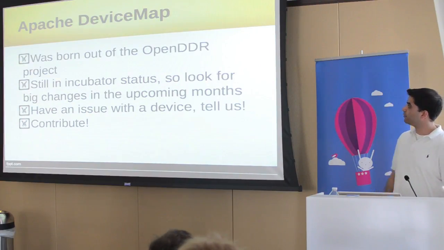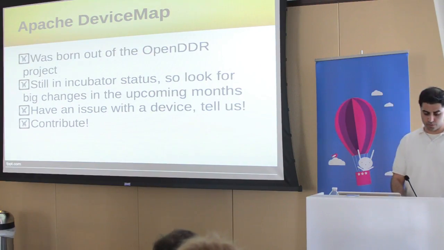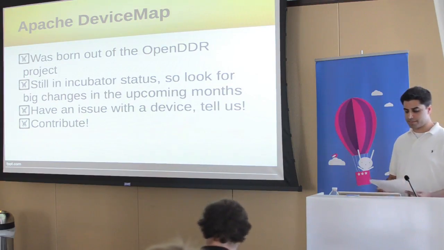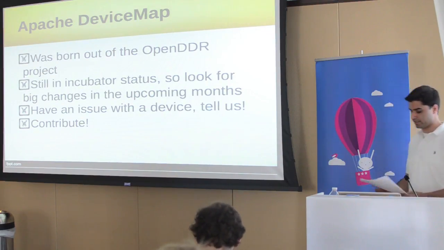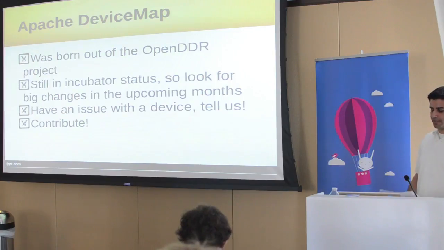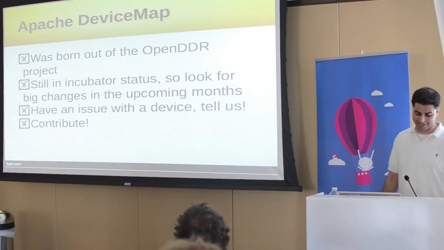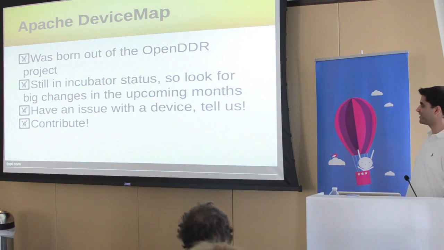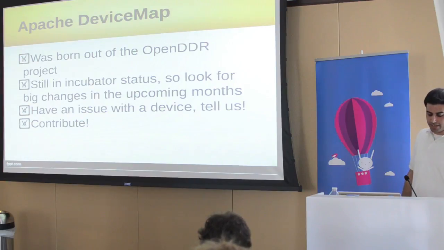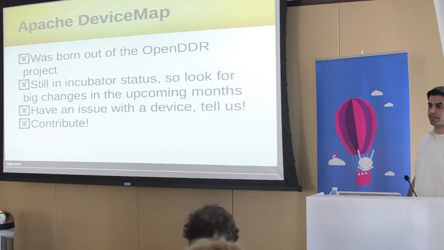Okay, Apache Device Map. Apache Device Map basically was born out of OpenDDR. OpenDDR, about 2-3 years ago, was basically a collection of like-minded people who wanted to get together and open source all things device detection. So we made OpenDDR, and we were, I think, successful. Apache noticed and they adopted the project. So now it is an incubator.